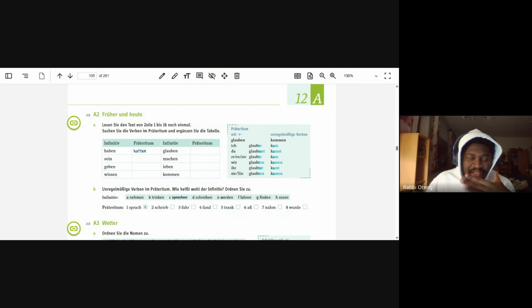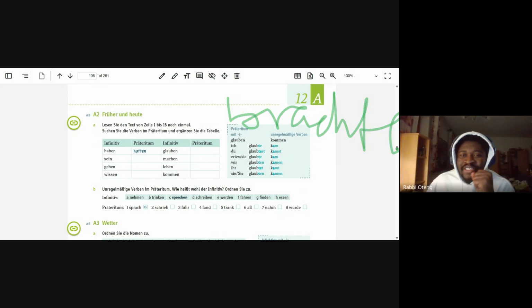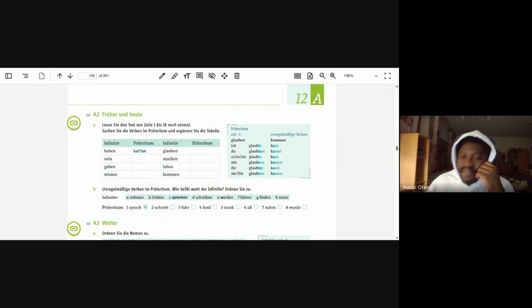So some follow a particular trend, some are just irregular. You have to learn them by heart. As I said, i-n changes to a-n, but we have verbs like bringen. Instead of changing to brang, bringen is completely irregular, it follows no rule. Bringen is brachte. If you want to say "you brought the phone": brachte das Handy. It doesn't follow normal rules.